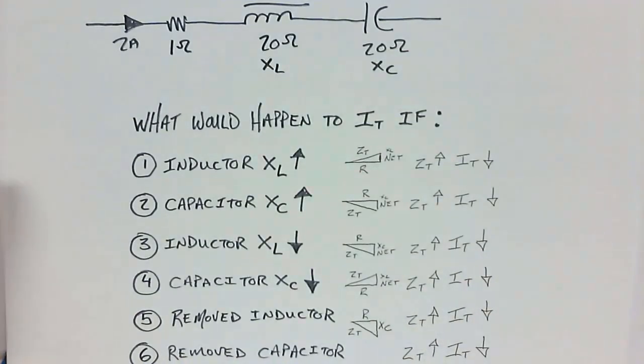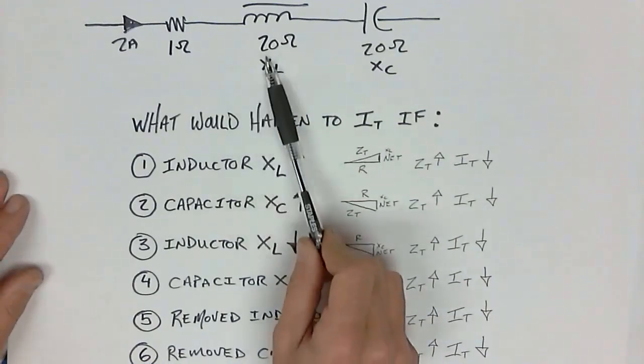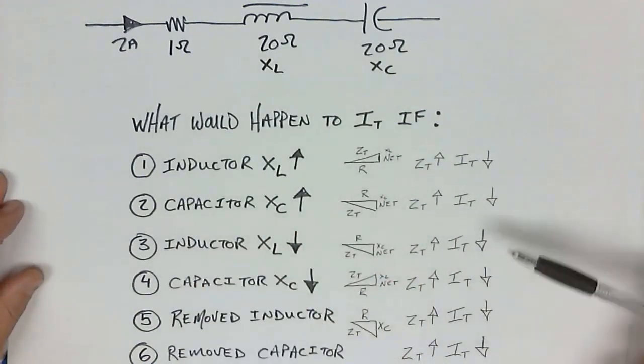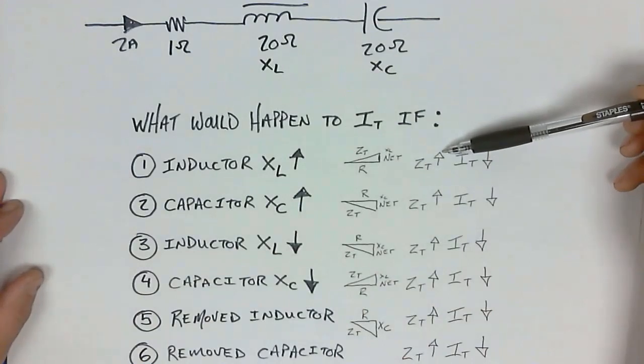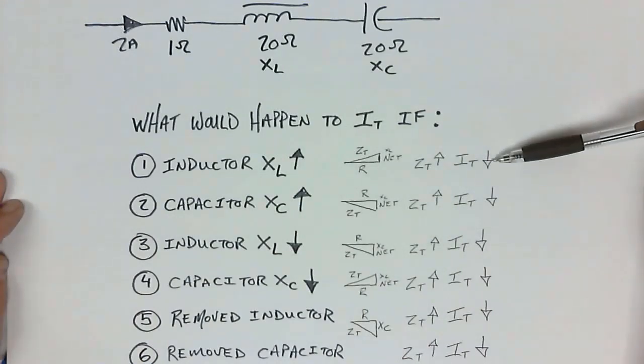So this is a weird situation. It doesn't matter what you do in a series resonant circuit, any change to the properties of this circuit will cause the total impedance to increase and the total current to decrease. Weird outcome, eh? It's a bizarre situation with series resonant circuits.